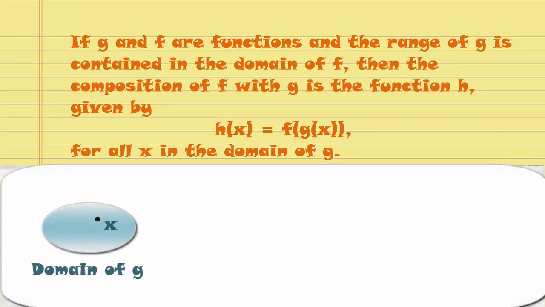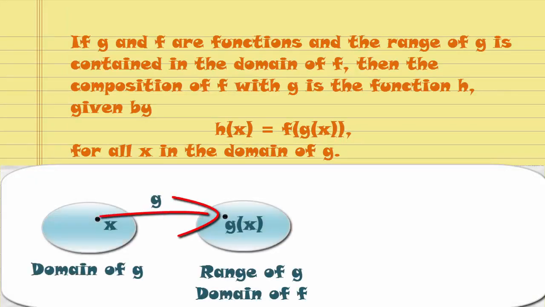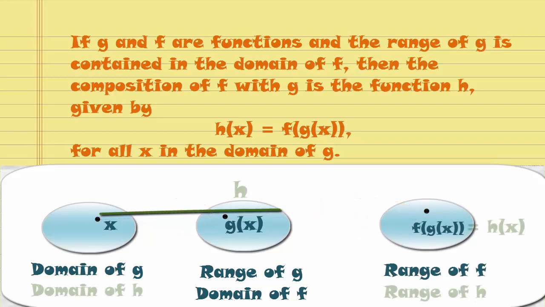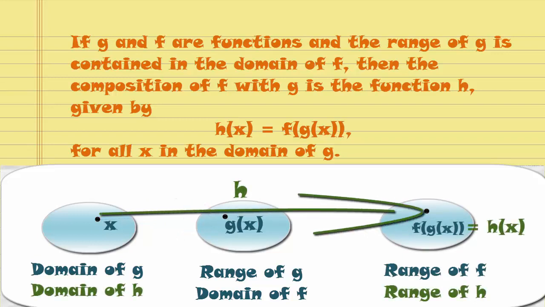The element x is sent to the element g(x) by the function g, then to f(g(x)) by the function f. We can go directly using the function h. So h(x) = f(g(x)).